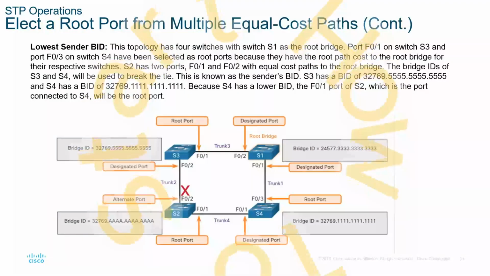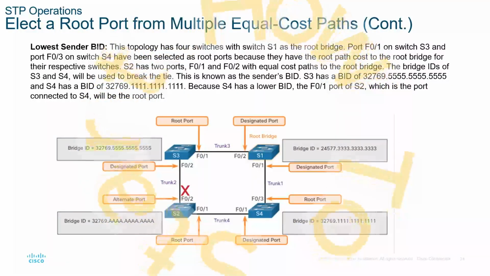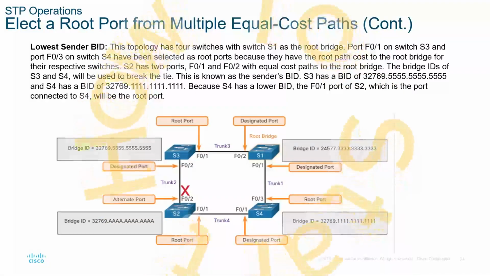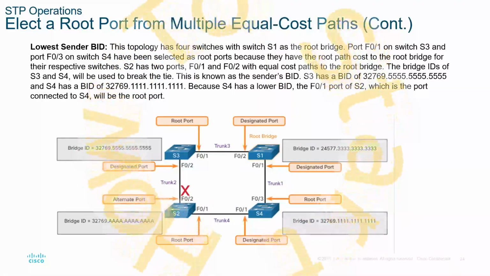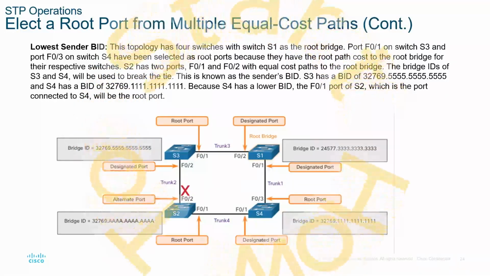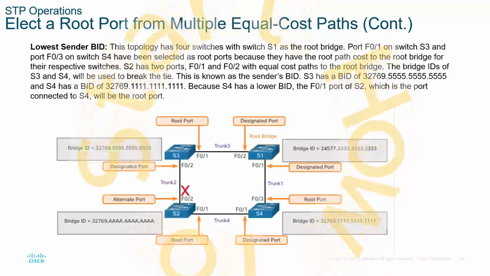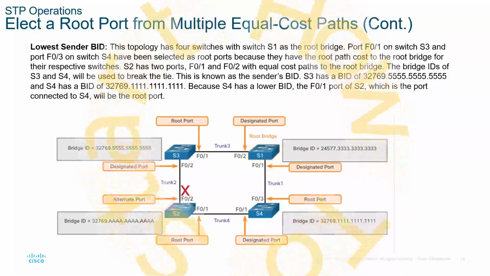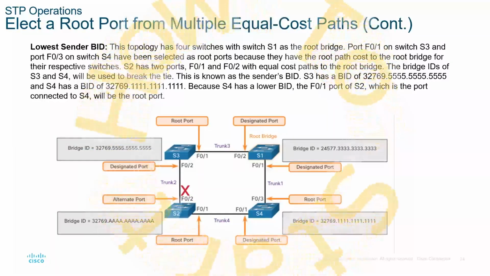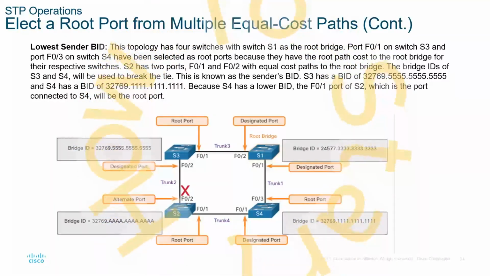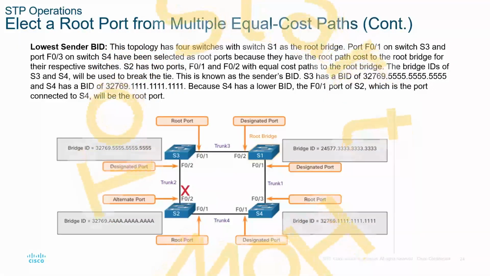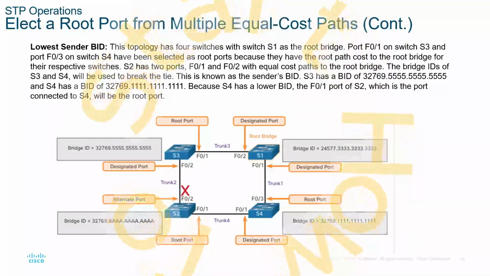For example, here we have where this is going to be the lowest sending bid. We have elected S1 as our root bridge. Ports going away from the root bridge are designated ports. Ports that are going towards the root bridge will be our root ports. So switch 3, F1, switch 4, F3, those are our root ports.